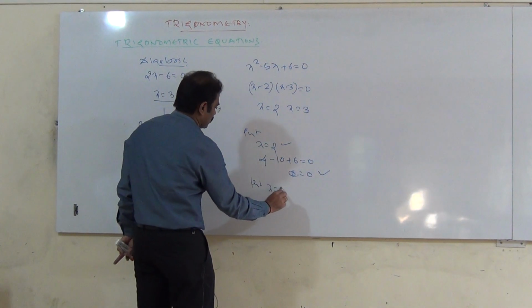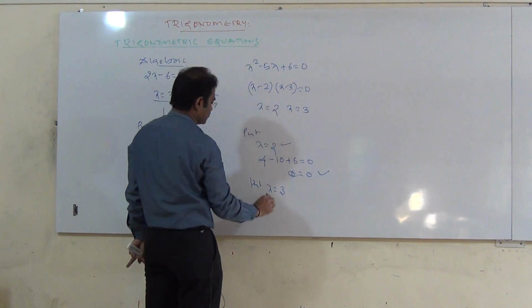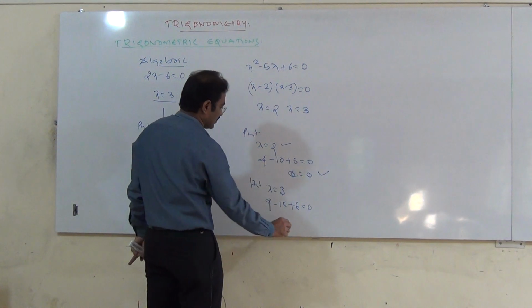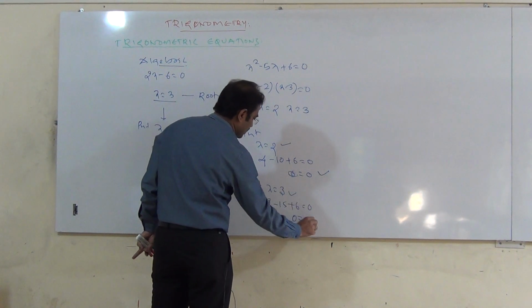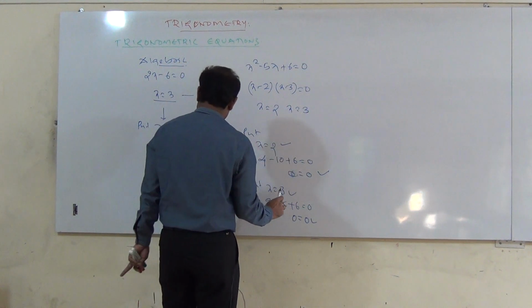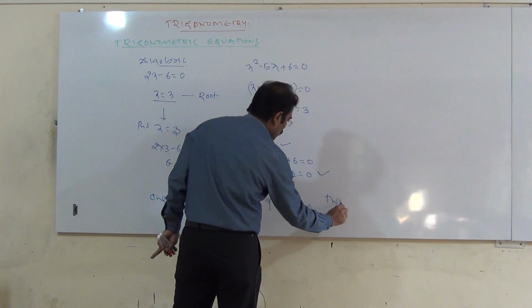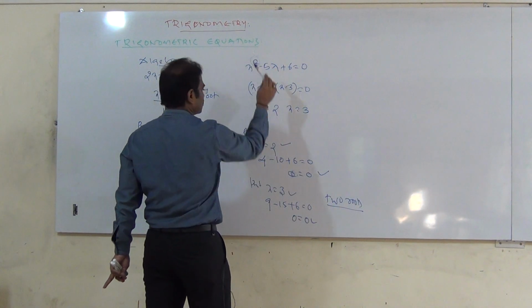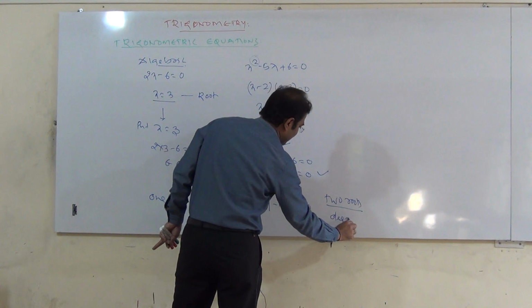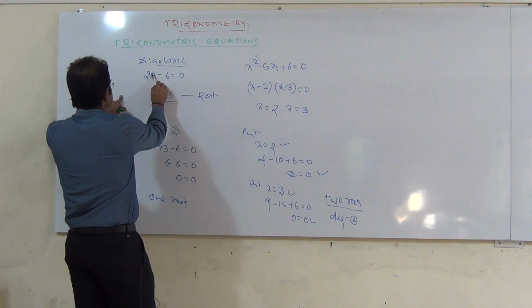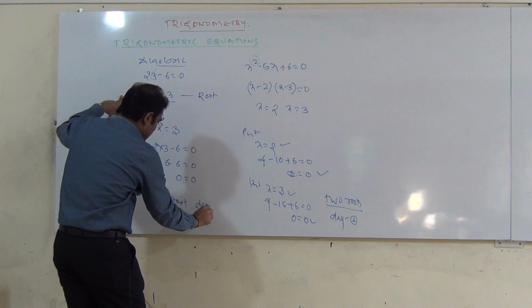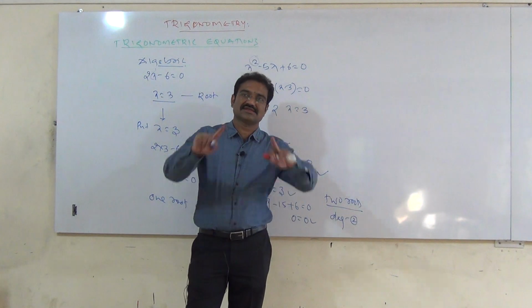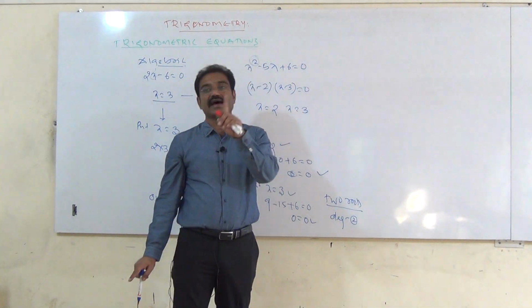If you put x is equal to 3, then it becomes 9 minus 15 plus 6 is equal to 0, and 0 is equal to 0. This is also correct. It means how many roots are there? 2 roots. Why? The degree is how much? 2. And for the linear equation, the degree is 1. So in general, if the equation has degree n, then it has n roots.